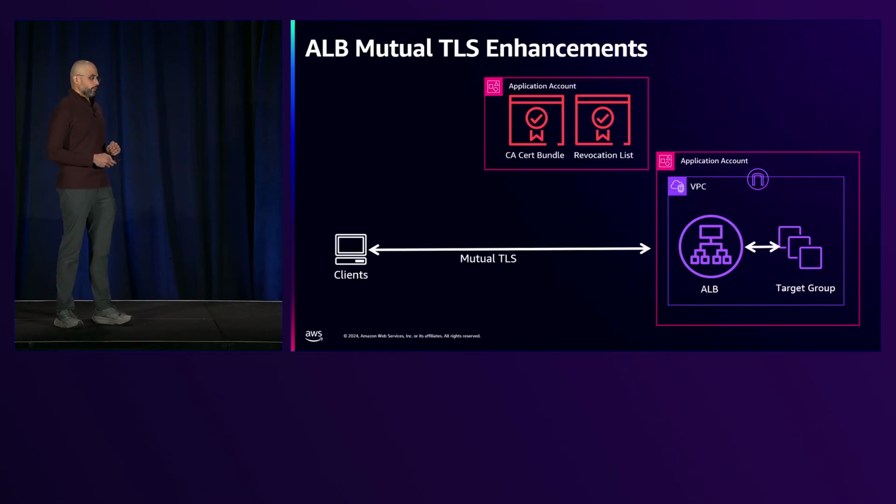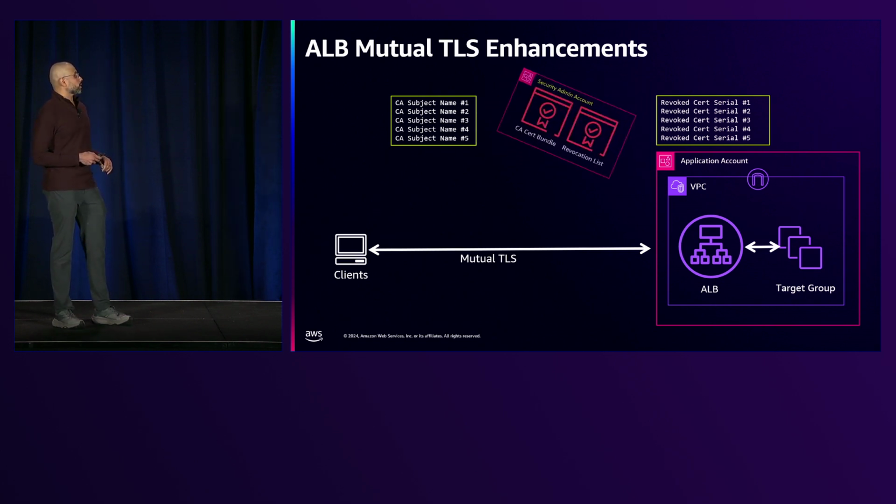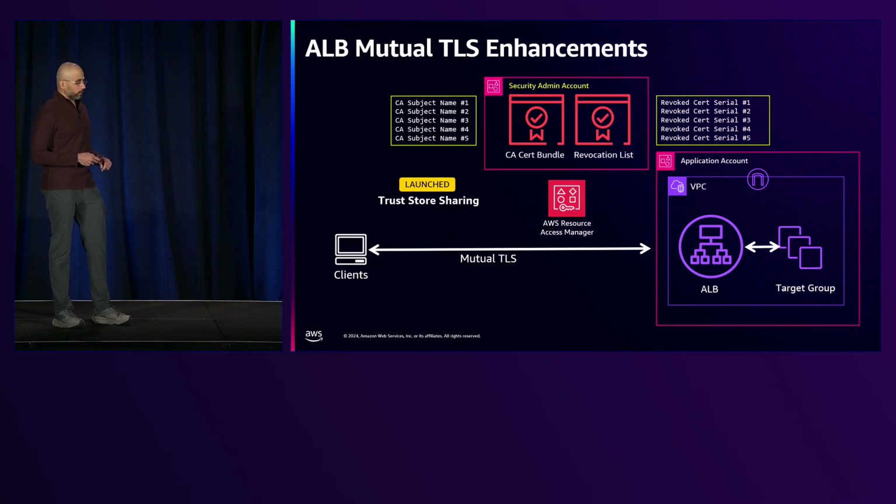Mutual TLS was a feature that we launched last year. And when we launched the feature, the trust store, which has the CA bundle as well as the revocation list, had to be in the same account as the ALB. I'm happy to say that earlier this year, we launched trust store sharing, where you can share a particular trust store from a central account to various other application accounts using the AWS Resource Access Manager.